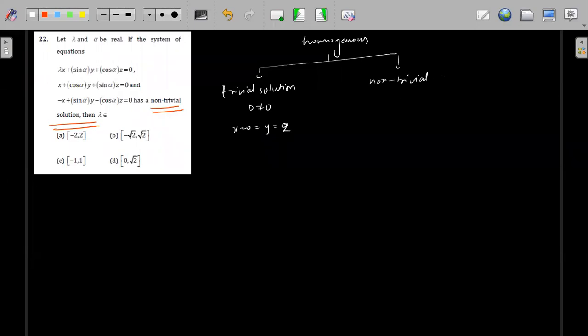We'll have a non-trivial solution if d is equal to 0. For homogeneous, we'll have very simple. So this is the homogeneous equation. Let's form the value of d. Let's see what d is. So we'll have lambda sine alpha.